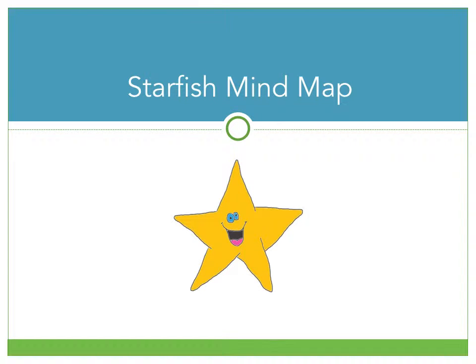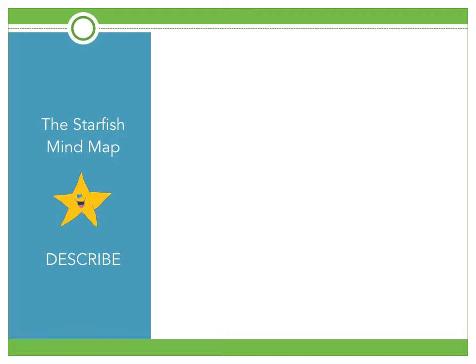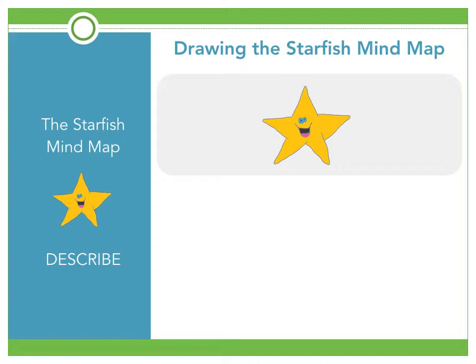The next mind map we're going to look at is the Starfish Mind Map. And the verb that this mind map is centered around is describe. So this mind map encourages and supports learners to learn to describe a concept or to describe the characteristics. So let's take a look at how you would go about drawing this mind map.